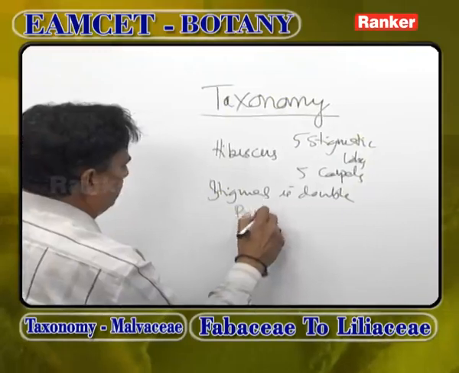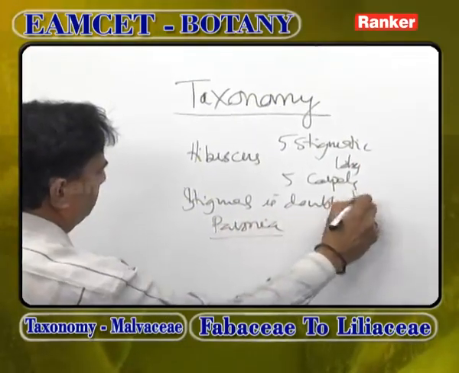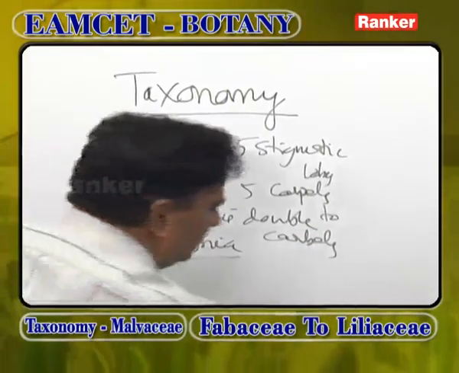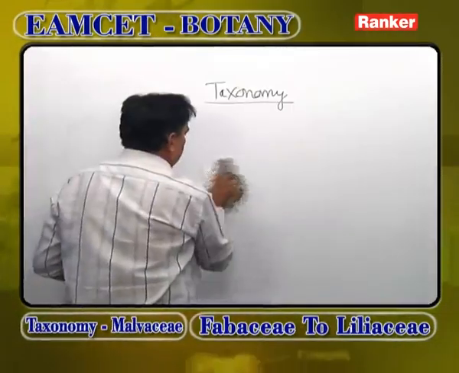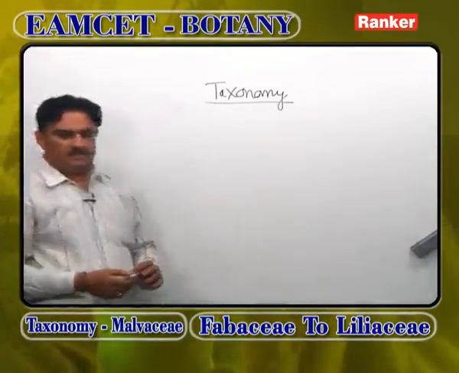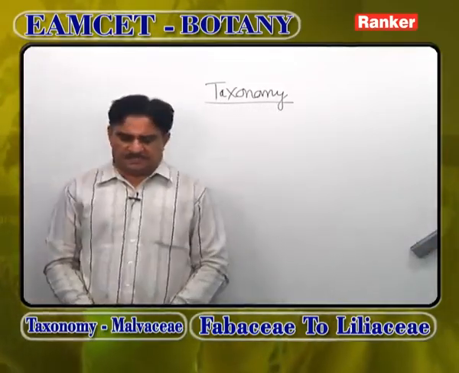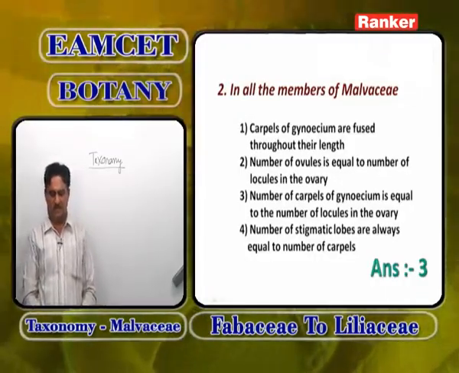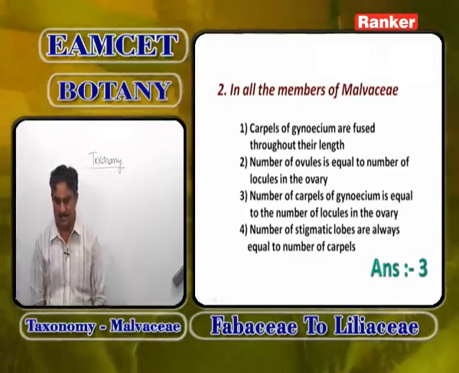For example, Pavonia. It is a plant where the number of stigmas is double the number of carpels. It is found in Pavonia. So among these, the only correct option is that the number of carpels of the gynoecium is equal to the number of locules in the ovary. So option 3 is the correct answer.